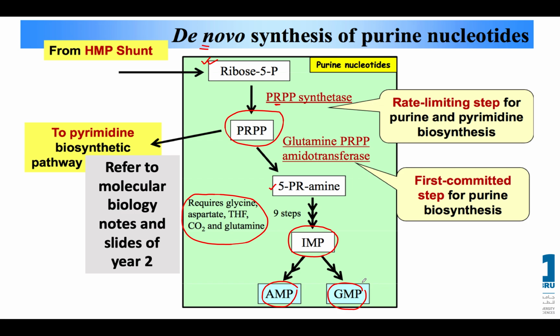I'm not going to focus on these reactions because for your course, these reactions are not important. So once we have adenosine monophosphate and guanosine monophosphate, we have the basic purine nucleotides which are used by the body for various functions.